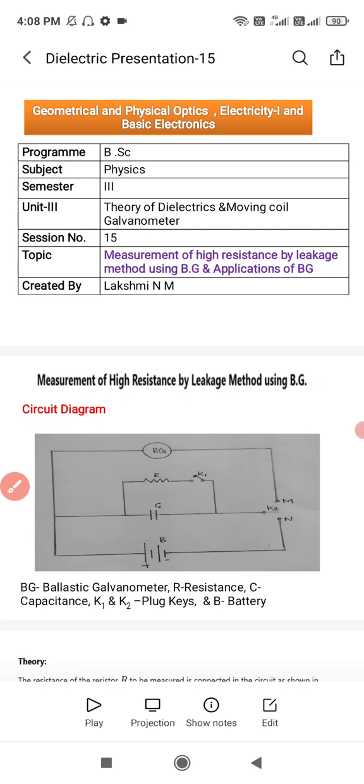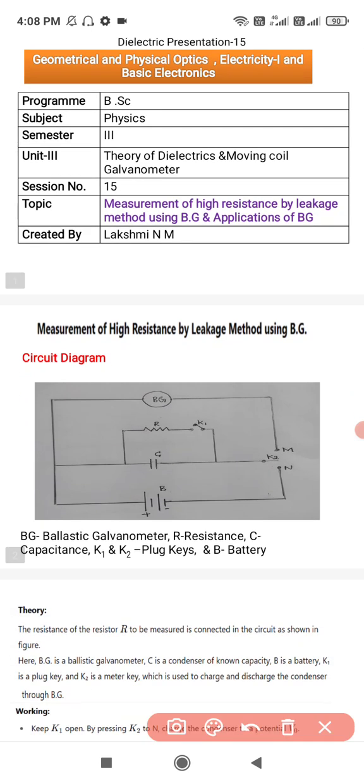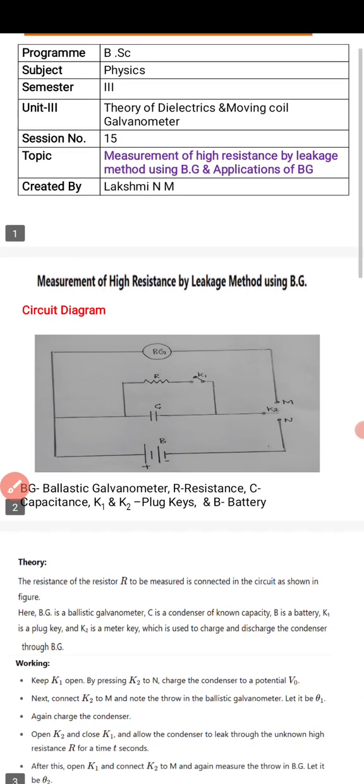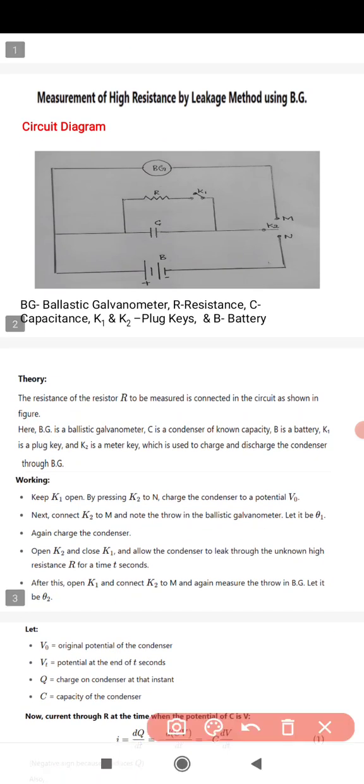First we see how to measure high resistance by the leakage method using a ballistic galvanometer. This circuit diagram is as shown. It contains a ballistic galvanometer, resistance, 2 plug keys, capacitance, and an applied EMF from a battery. BG is the ballistic galvanometer, R is the resistance, C is the capacitance, K1 and K2 are the plug keys and B is the battery.